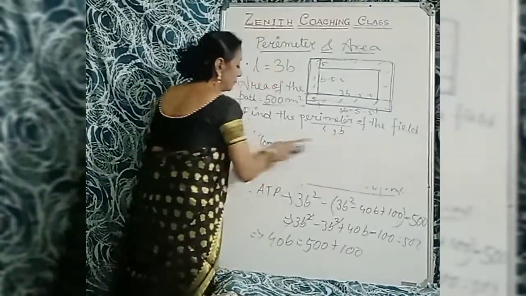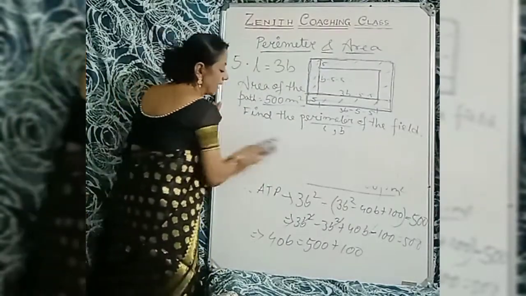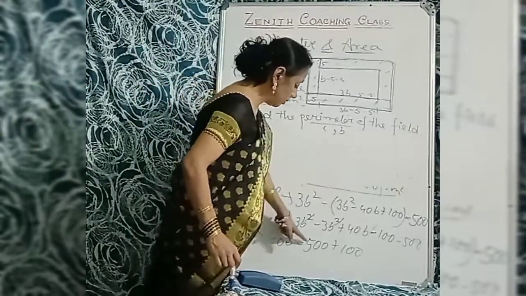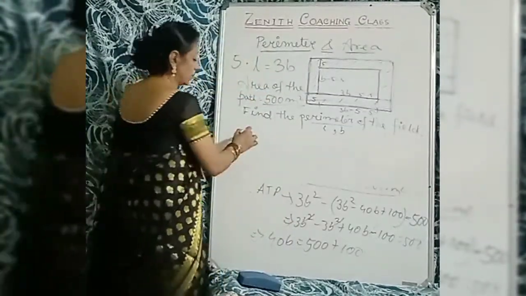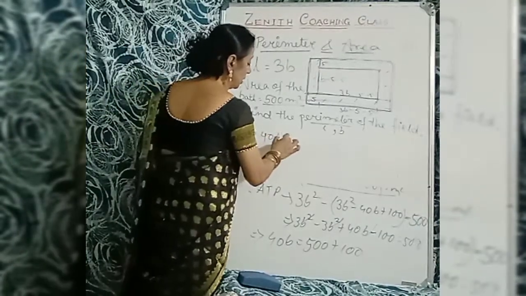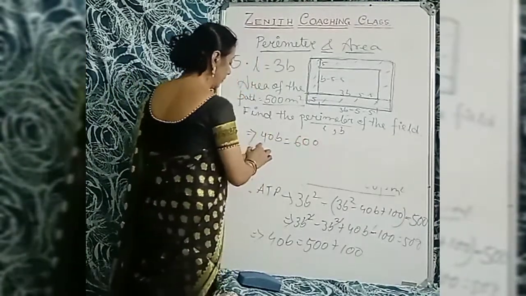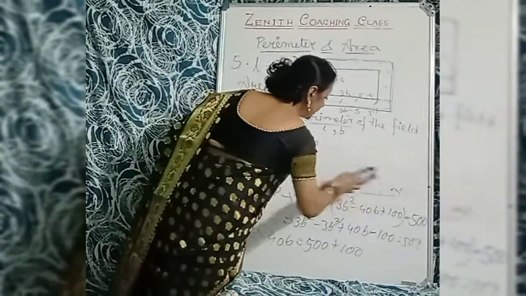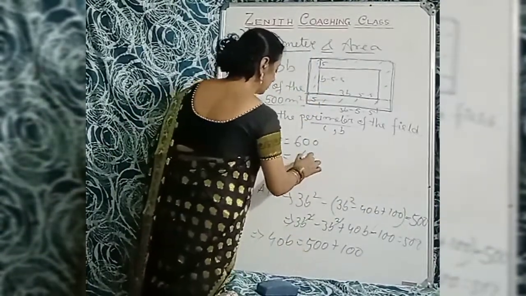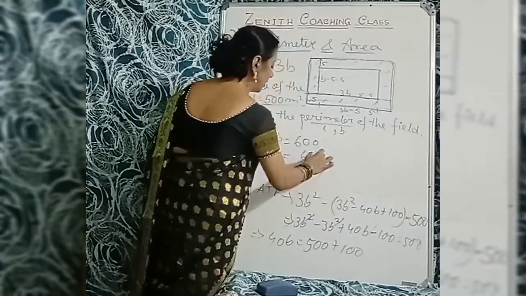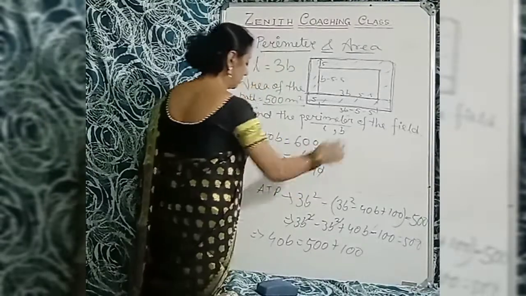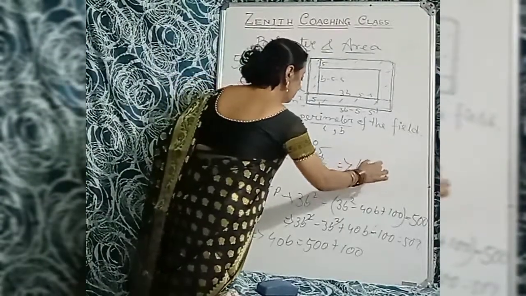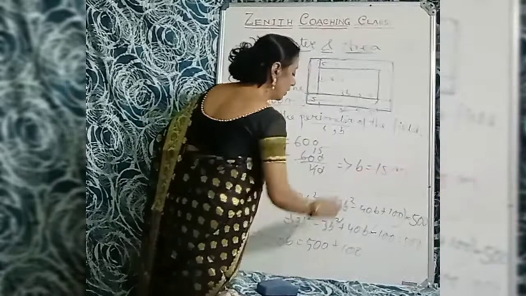You have to find out the perimeter, so you have to find out the length and breadth first. Then you can find out the perimeter. So 40b equals 500 plus 100, which implies 40b equals 600. So b equals, here 40 is multiplied, so there is division, 600 by 40. Cut here. 4 15s are 60. Therefore, breadth equals 15 meter.